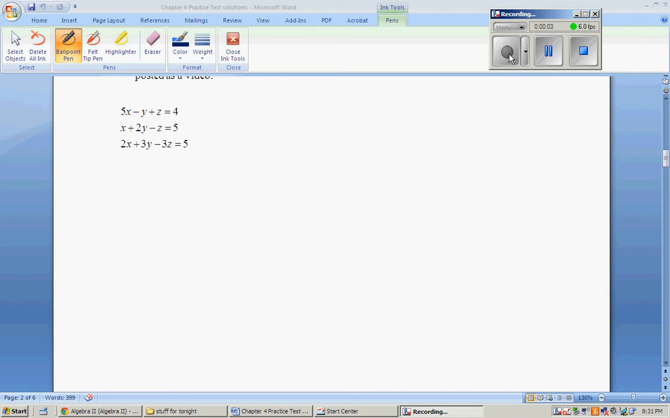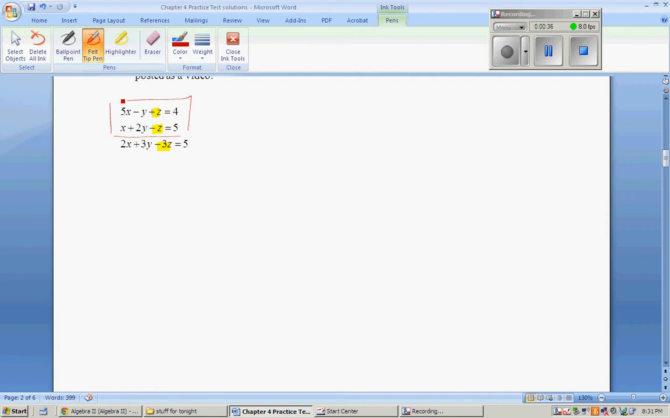Remember that when solving a system of equations with three variables by hand, you want to get two equations that have the same two variables. So we want to eliminate the same variable from two separate equations. I'm going to get rid of the z's because they're going to be the easiest to get rid of. The x's would also be a good choice, but we're going to start with these first two equations.